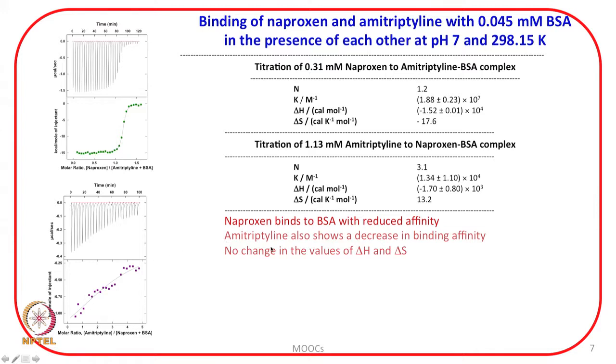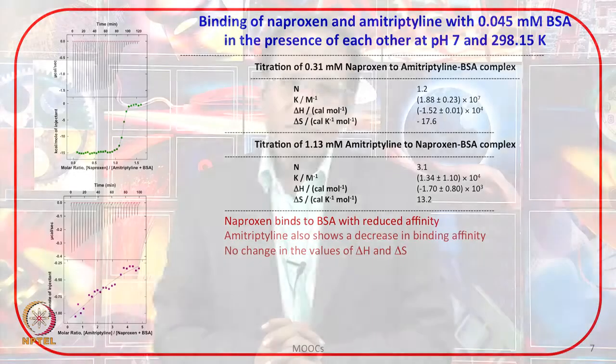So what conclusions can be drawn? Naproxen binds to BSA with reduced affinity, and amitriptyline also shows a slightly decreased binding affinity, only a slight decrease in the absolute value. So based upon such kind of experiments, conclusions can be drawn whether the drug binds at the same site or at a different site.